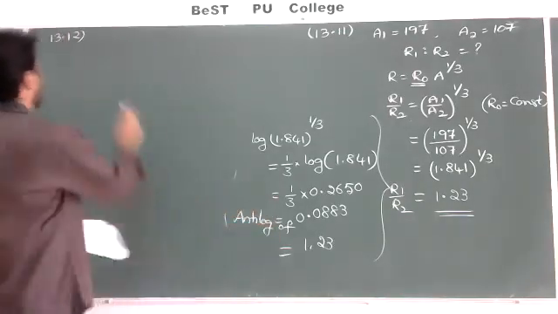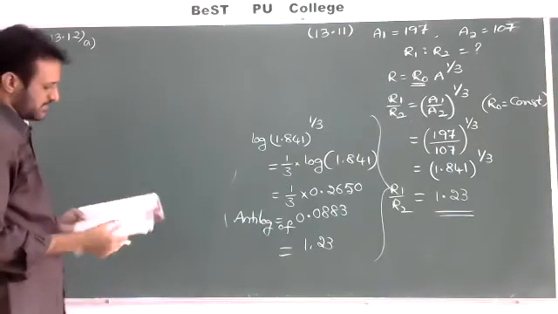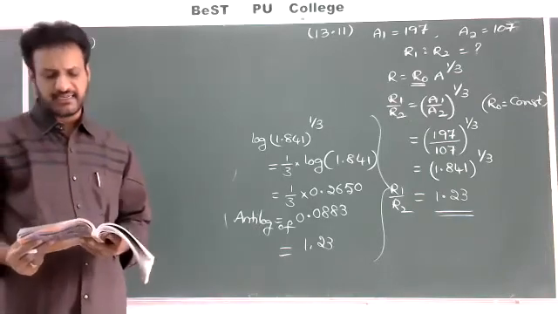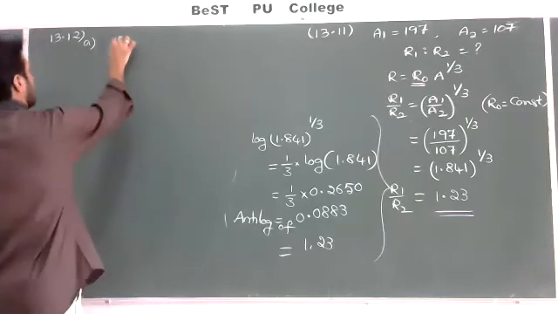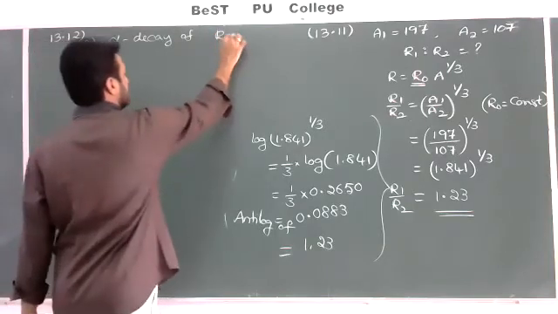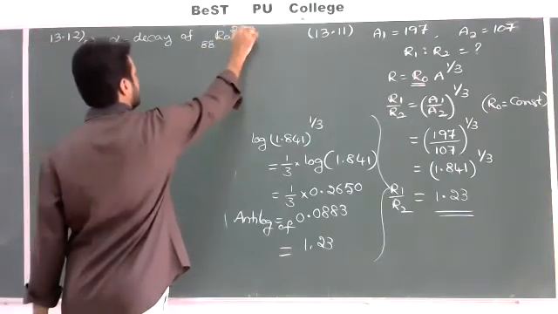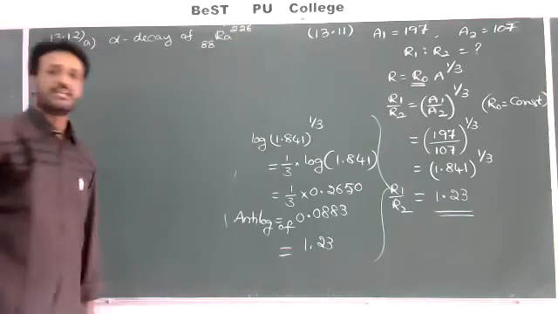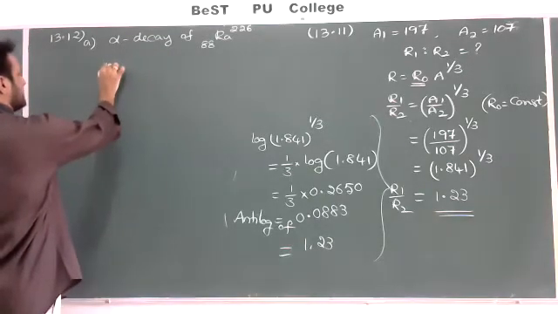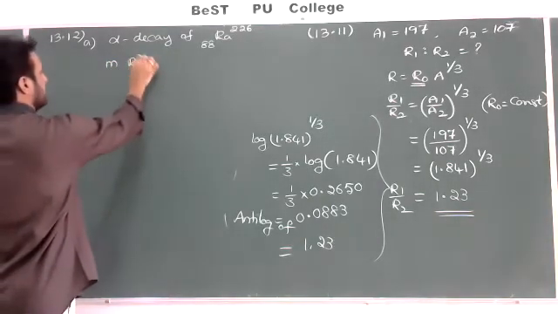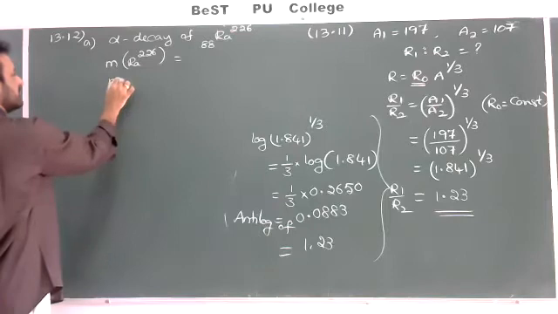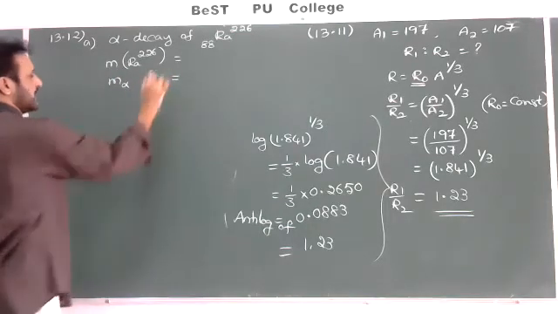Now the first one, A. Alpha decay of radium with atomic number 88, mass number 226. How much Q value will be emitted, they are asking. For that, I'll give the data. You should first write the mass of radium Ra 226, and also the mass of the alpha particle should be written.